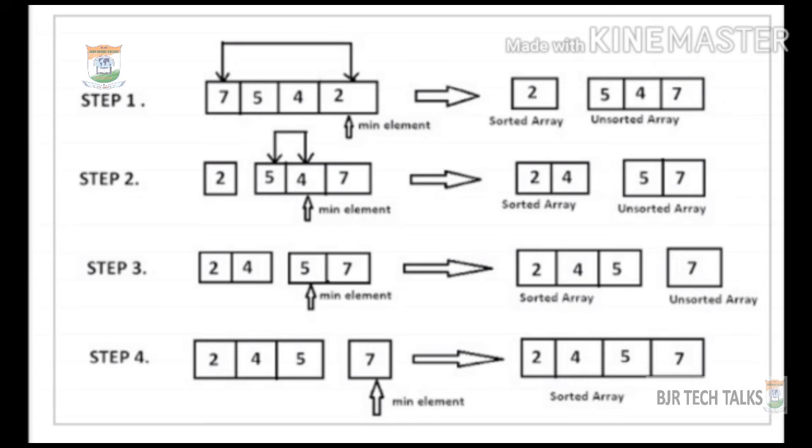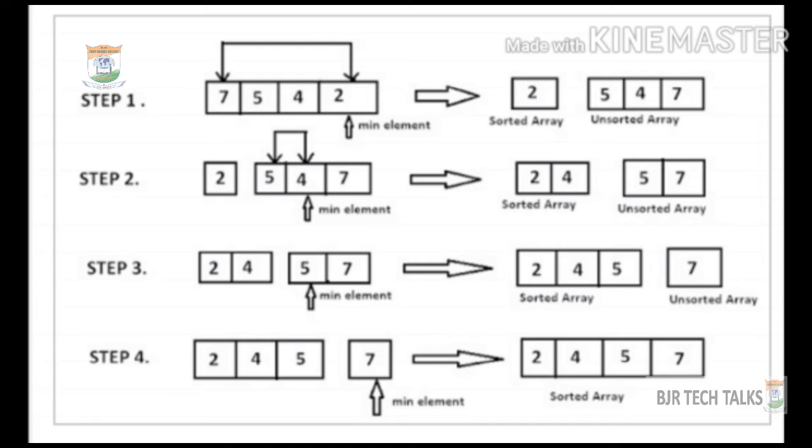Step 2. The unsorted list is again scanned for the smallest element. The smallest element is 4 and it is swapped with the first element in the unsorted list, that is 5. After swapping, 4 becomes the sorted list.